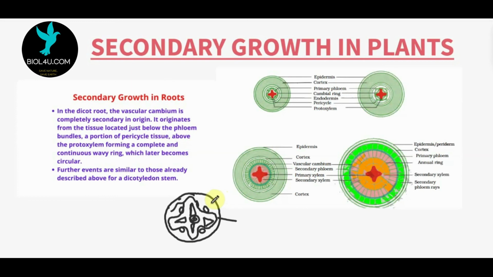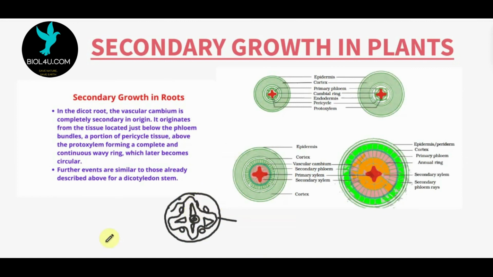So here the very important point is that the vascular cambium formed is totally secondary in origin, because vascular cambium was totally absent. The vascular cambium forms between the phloem and the xylem at a later stage, during the secondary growth. So this vascular cambium is purely secondary in origin, because it forms only during the secondary growth. Otherwise there was no cambium present between the xylem and phloem. So that is the secondary growth.